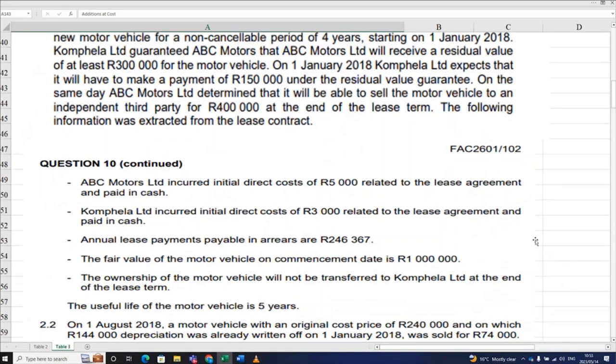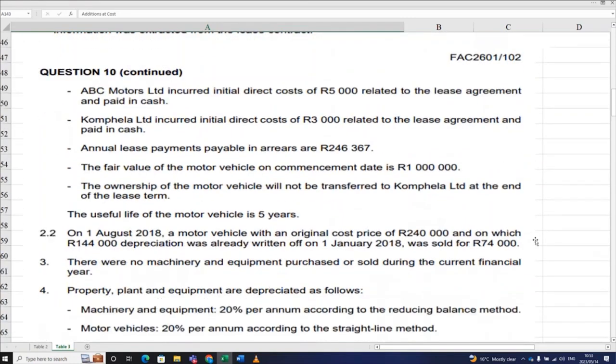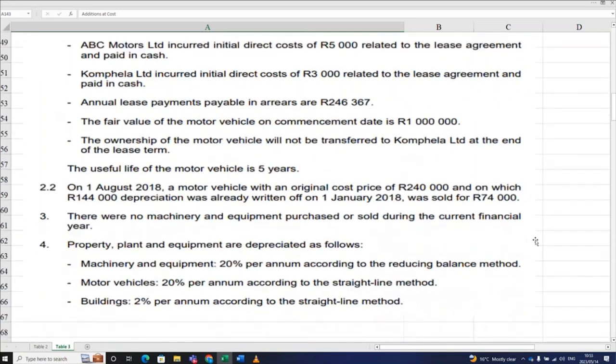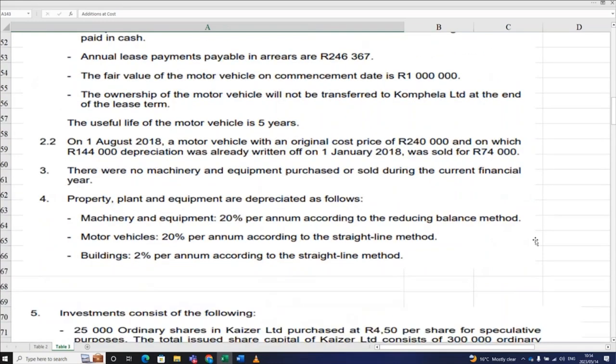All right, and then these are the direct costs that ABC Motors incurred, and then Komphela incurred initial direct costs of 3,000 related to the lease agreement. Okay, then annual lease payments in arrears are 246,367. The fair value of the motor vehicle on commencement date is 1 million. Ownership of the motor vehicle will not be transferred to Komphela at the end of the lease term.